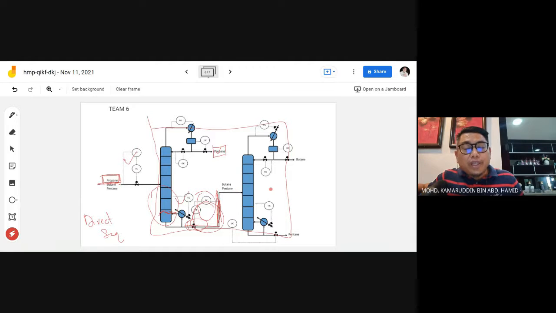Because we need to balance the mass. Mass in from one stream should be equal to mass out from these three streams out. That's why in the middle it doesn't matter for you to flow control it or not, because this is the most important. Okay, the feed stream is the most important.